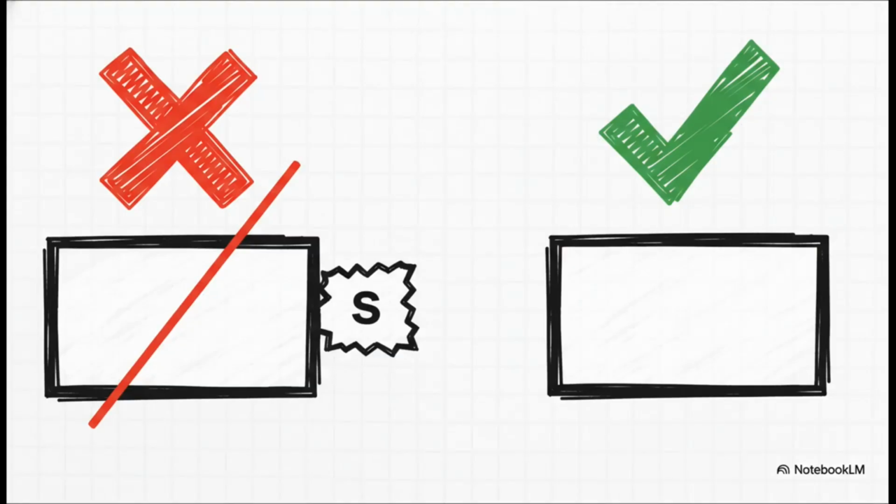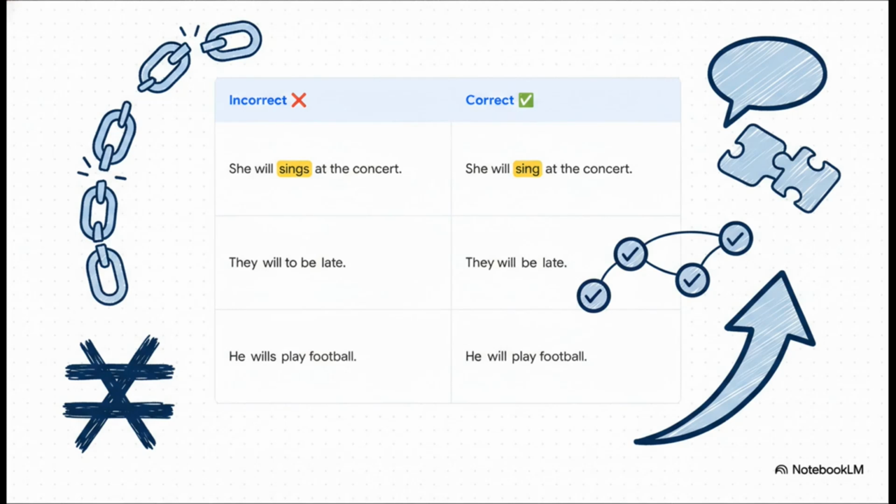Okay, let's talk about some common mistakes so you can avoid them. The number one error I see is people forgetting that the verb after will has to be the base form. It's so tempting to add an S for he, she, or it, right? But you have to resist. It's always he will go, never he will goes. Seeing them side by side like this really hammers the point home, doesn't it? Just remember the 3 no's: no S on the main verb, no to after will, and definitely no S on the word will itself. Just keep it simple, keep it clean.